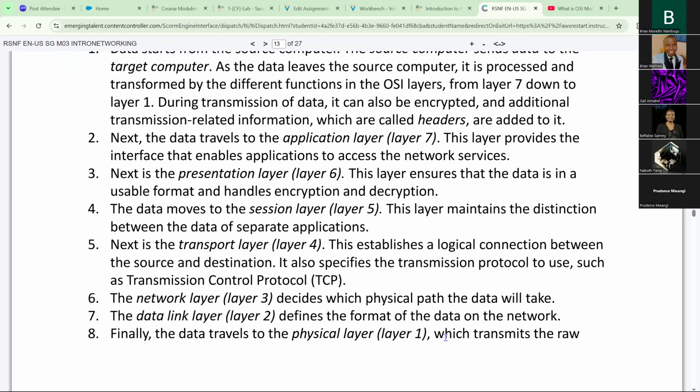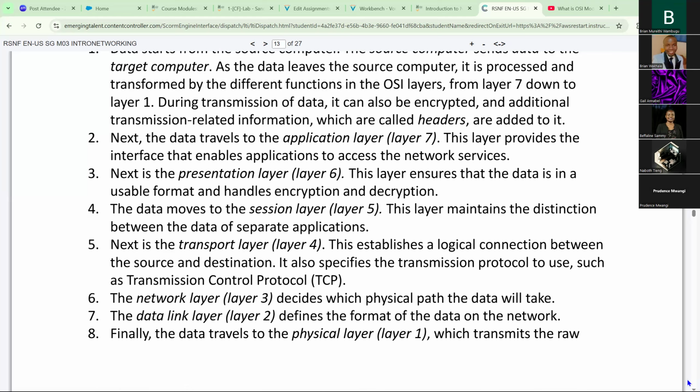Let's drop down a little. So at number 4, we are at layer 5. The data moves to the session layer. Session layer is layer 5. And what happens at the session layer? This layer maintains the distinction between data of separate applications. It is common for us sometimes to be running multiple applications at the same time. All of these applications are using the same network. And so layer 5 is what makes it possible for the data of these different applications to be kept separate.